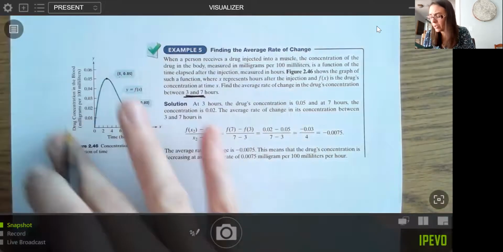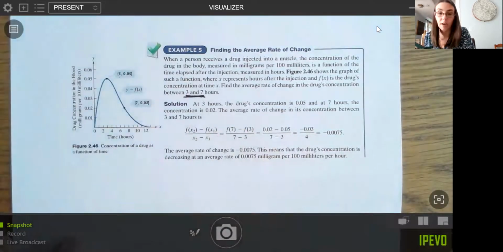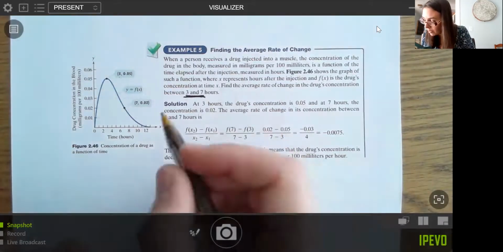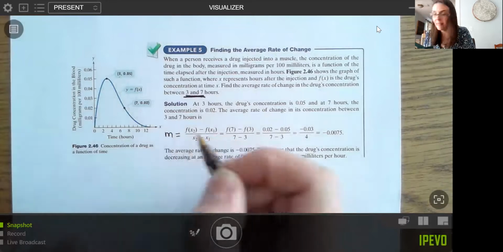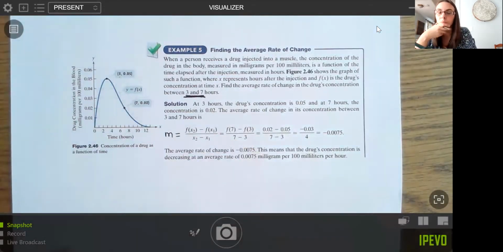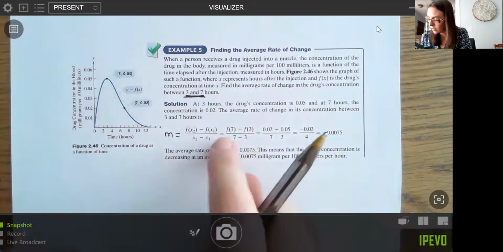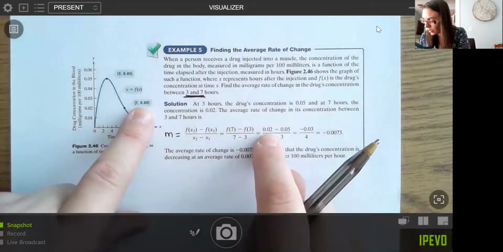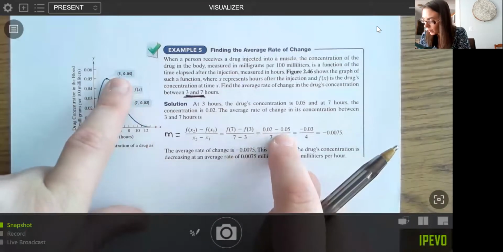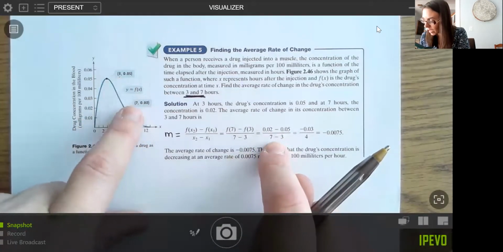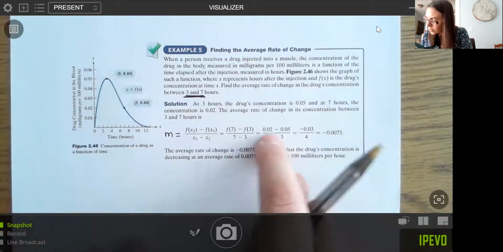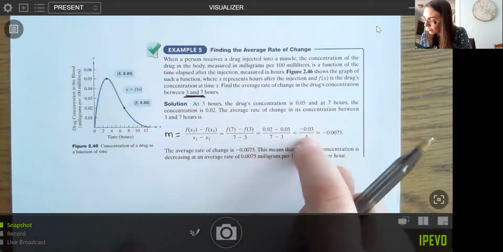Now, the way I copied in the image, I kind of had to copy the answer as well, so we'll just talk about it rather than me writing it out. But remember for your slope, I know your book doesn't really write in that m equals idea, but it really is a very similar idea to slope. So remind yourself, how do you find slope? You subtract the y values on top and the x values on bottom. So notice here, we're subtracting the y values on top, 0.02 and 0.05, and we're subtracting the x values on bottom, 7 and 3. When we subtract, we get negative 0.03 over 4.